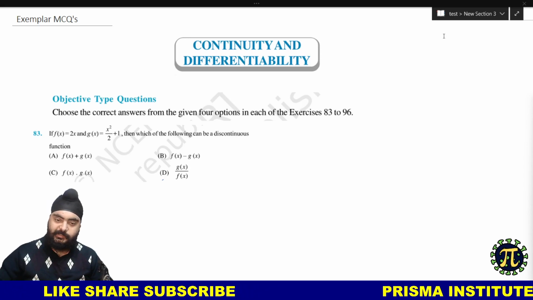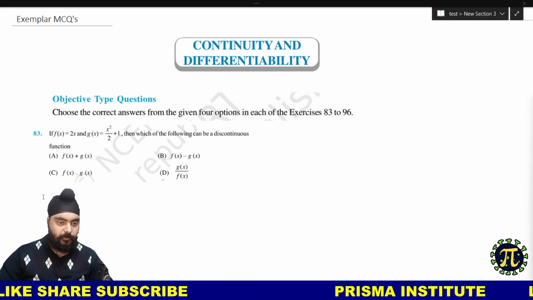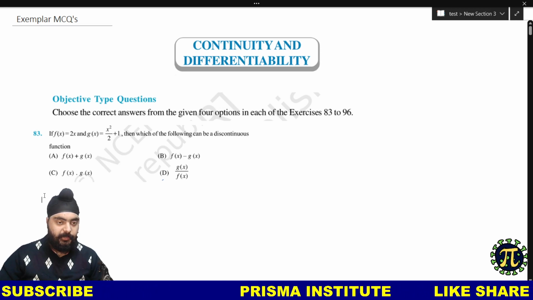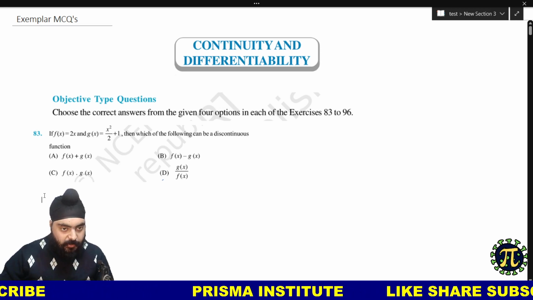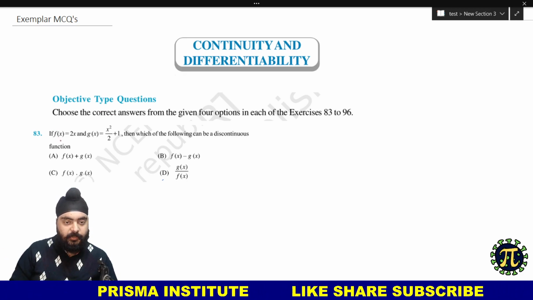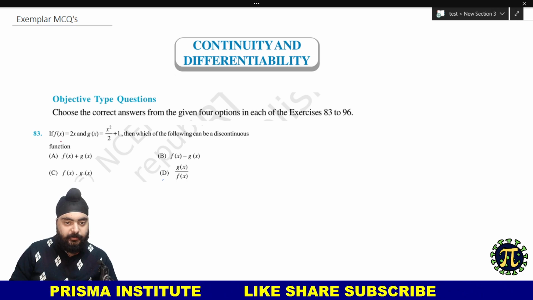Hello everyone. So in this lecture we will attempt 1 mark questions from the chapter continuity and differentiability, and we will only attempt 1 mark questions in this lecture. So पहला question given है.